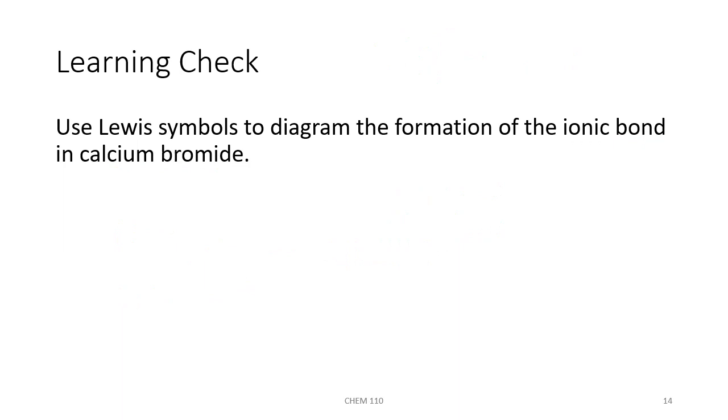Use Lewis symbols to diagram the formation of the ionic bond in calcium bromide. Our formula for calcium bromide: calcium is a +2 charge, bromine is a -1 charge. So our formula for our neutral compound will be CaBr2. That means that for every 1 calcium ion, we're going to have 2 bromide anions. Calcium, we said, is a group 2A metal, so it has 2 valence electrons around it. Bromine is a group 7A non-metal, so it's going to have 7 valence electrons around each of them.